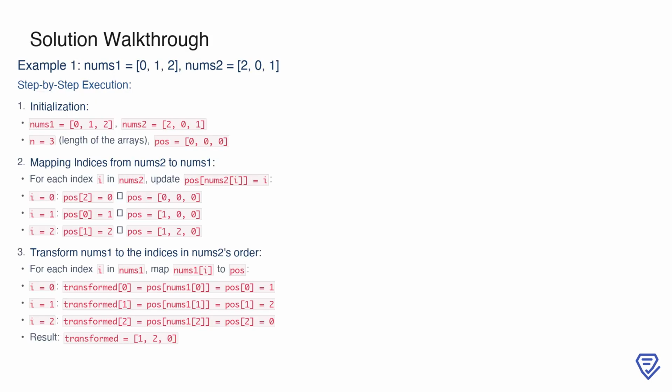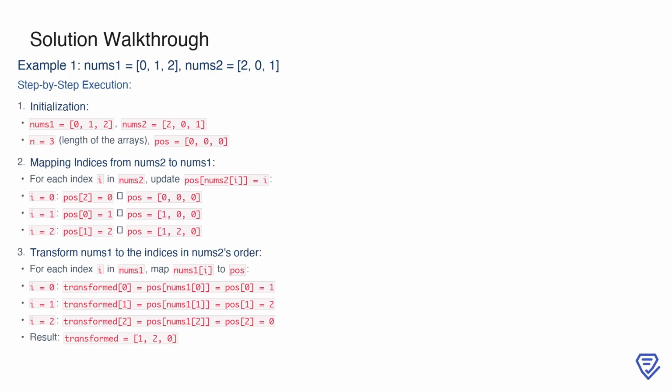We start with the first example where nums1 is 0, 1, 2, and nums2 is 2, 0, 1. First, we initialize the variables. nums1 and nums2 are given, and n, which represents the length of the arrays, is 3. We also create a position array, POS, of size n and initialize it to all zeros.